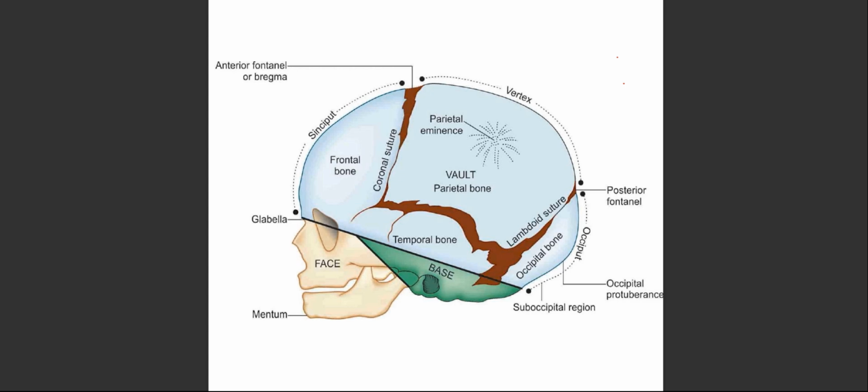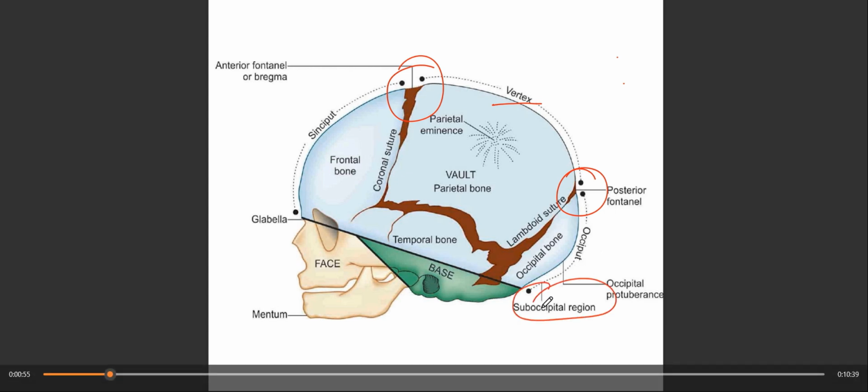Then, what is the importance of anterior fontanelle? There are two types of fontanelle, anterior fontanelle and posterior fontanelle. In between the anterior and posterior fontanelle, there is the vertex. These terminologies are very important to understand the fetal diameters of the fetal skull. Behind the occipital protuberance there is a sub-occipito region, and in front of the anterior fontanelle there is a sinciput.